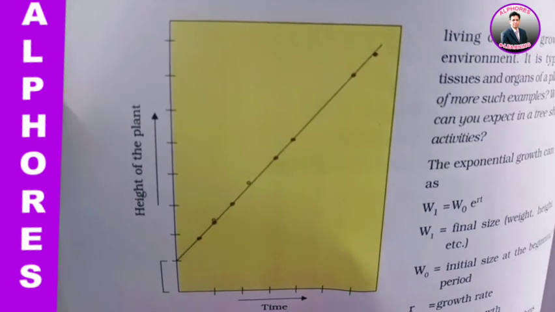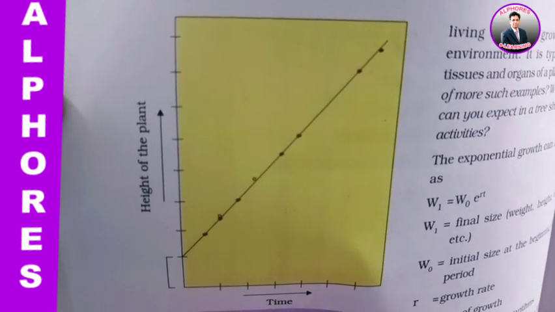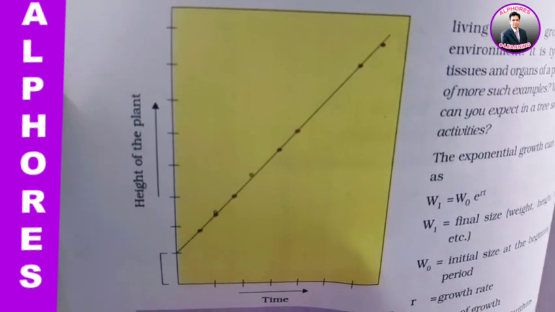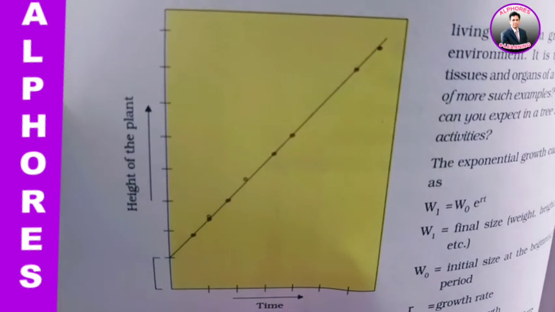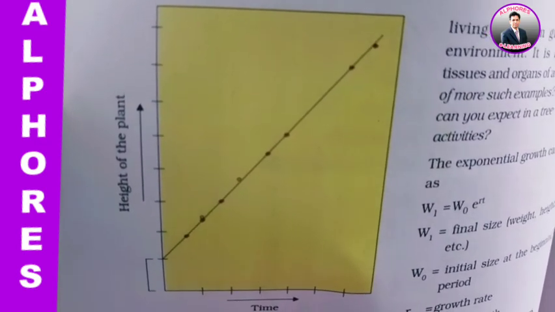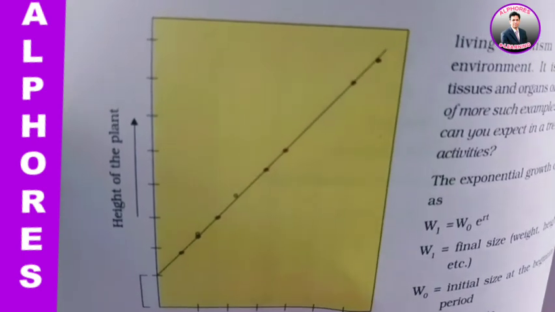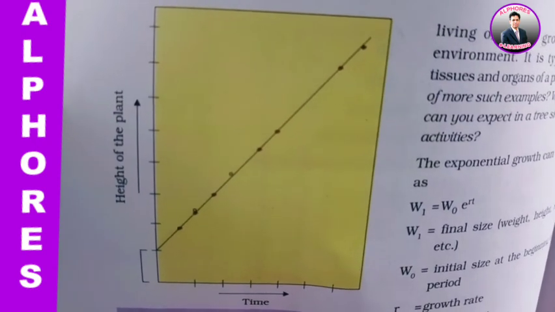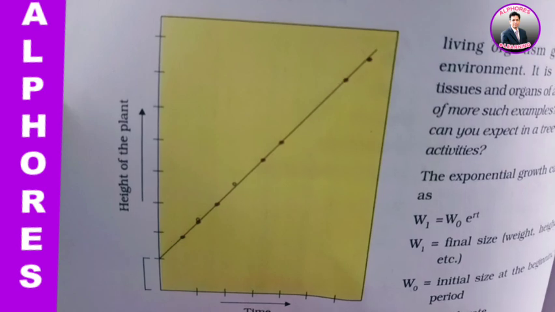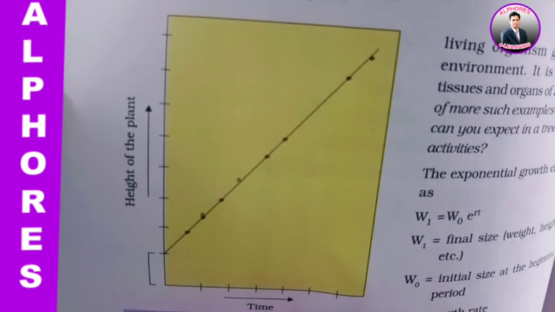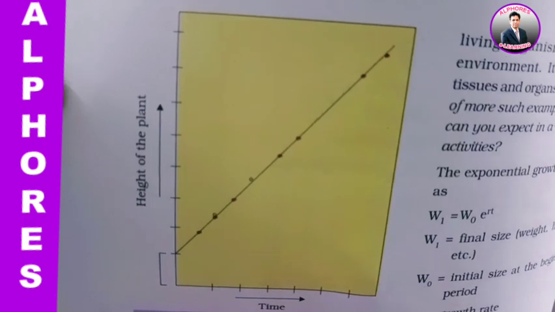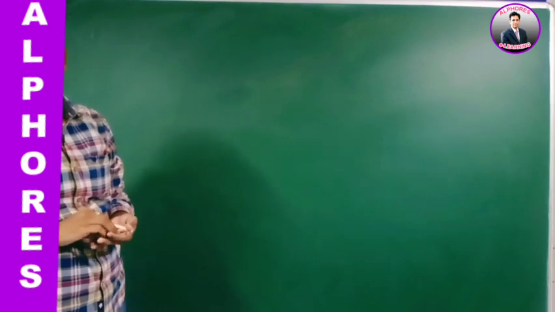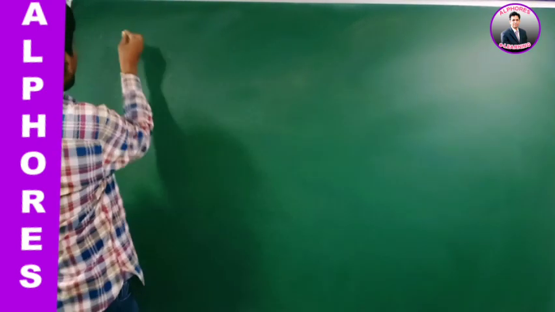Now see this graph. This graph is for arithmetic growth. In this graph, we have taken time on the x-axis and height of a plant on the y-axis, and we got what shaped curve? We got a linear curve. Yes or no? We got a linear curve for arithmetic growth. Now go for number 2, geometric growth.